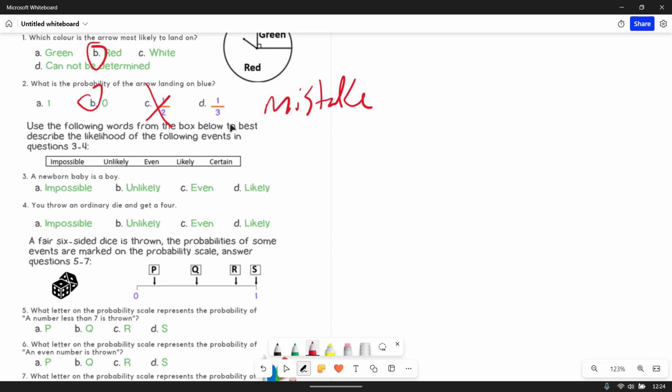So using the words in the box below to best describe the likelihood of the following events in questions 3 to 4. So it's either impossible, unlikely, even, likely or certain. A newborn baby has got 50-50. It can either be a boy or girl, so it's going to be even. So 3 is C.